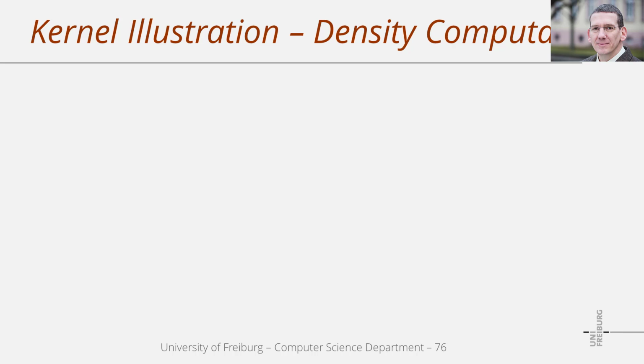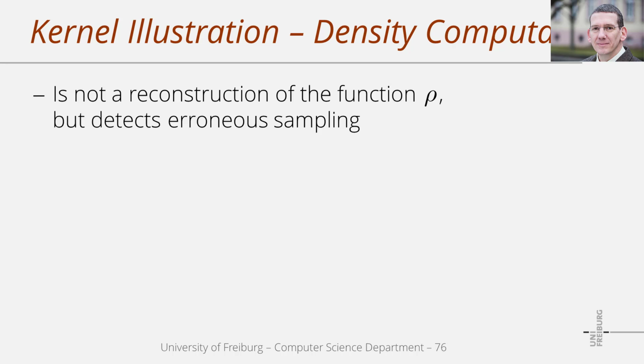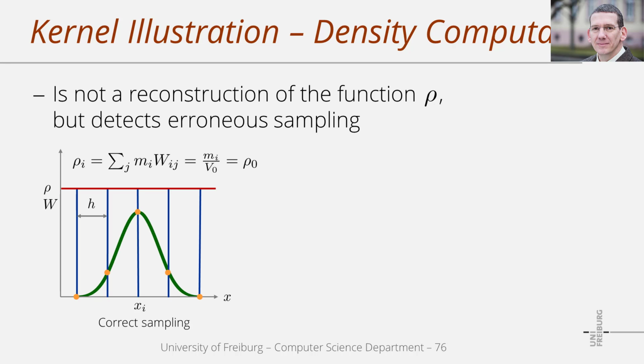Now here I'd like to illustrate how the discussed kernel property is used in an SPH fluid simulation. It is used to approximate the density ρ at a particle, but actually it's not really used to reconstruct the density, but instead it detects an erroneous sampling. If the particle sampling is perfect, we have the following case. The distance between all samples is equal to h, and as discussed on the previous slide, the sum of the respective kernel values gives 1 divided by the particle size.